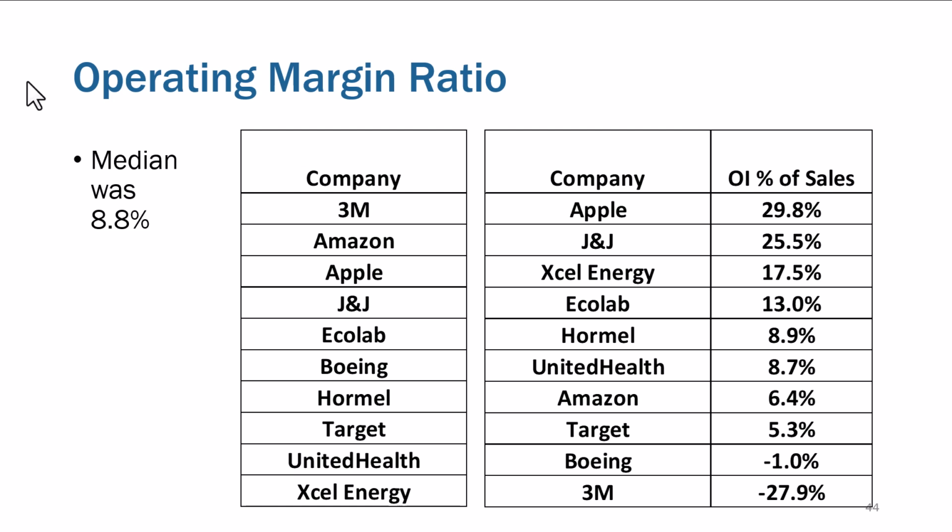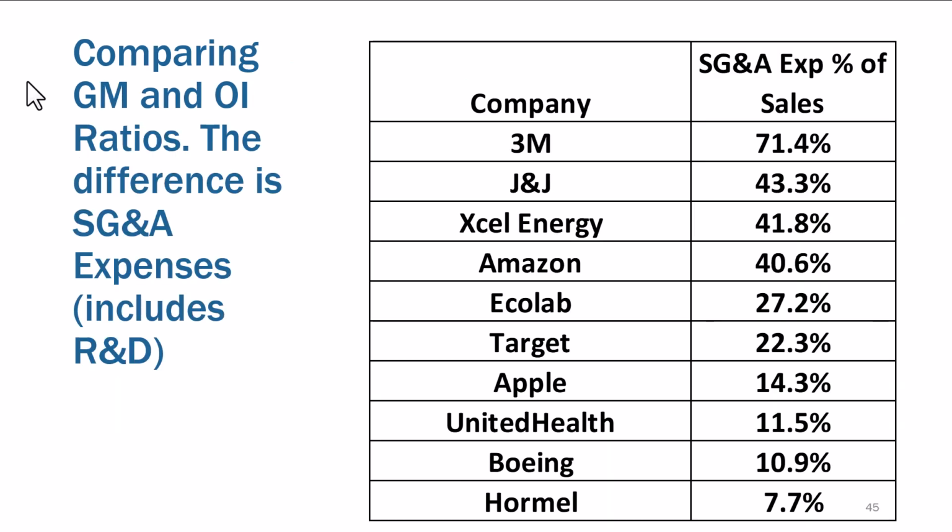I like to look at gross margin and operating income ratios. All right. And the difference is going to be SG&A expenses. So 3M, again, 3M is the one that had a litigation charge. That's why its SG&A expenses are so high as a percentage of sales. So kind of ignore that. That's a one-time thing. But Johnson & Johnson, huge product development. Xcel Energy, all their infrastructure. So Amazon has a lot of infrastructure behind that.